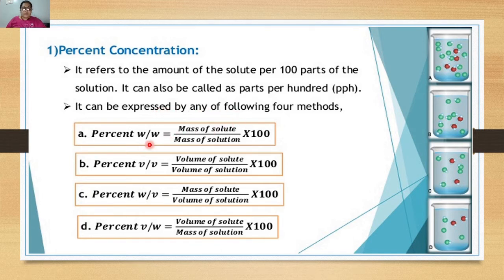First, the weight percentage: mass of solute divided by mass of solution into 100. Percentage volume: the volume of solute divided by volume of solution into 100. Percentage weight by volume: the mass of solute divided by volume of solution into 100. Percent volume by weight: volume of solute divided by mass of solution into 100.